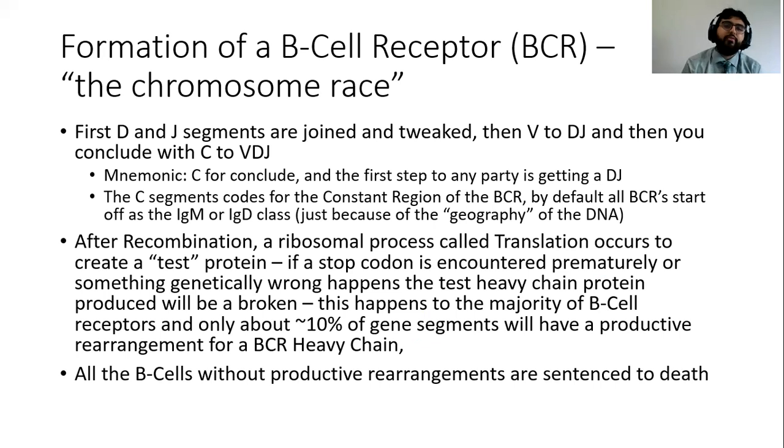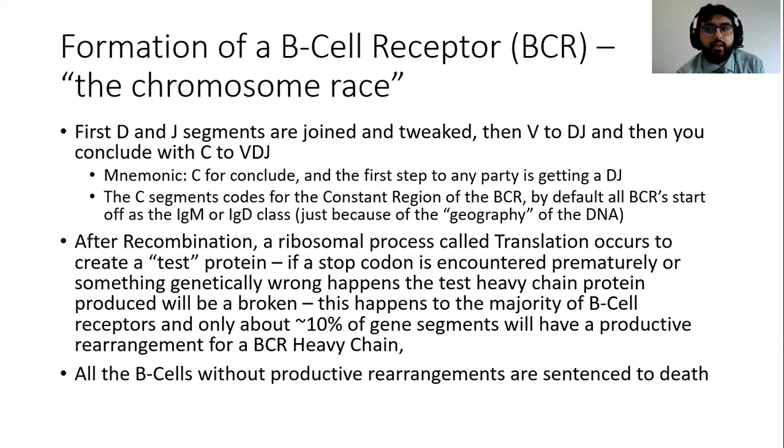So the order in which the heavy chain is produced, right? First, a D and a J segment are joined together, and then they're fine-tuned, and then a V to the DJ complex, or two gene segments. And then you do C to VDJ. The mnemonic I have there: C is for conclude, and the first step to having any party, not that I do that, is getting a DJ. So that's how you know D to J is first, and then V to DJ, and then VDJ to C, right?